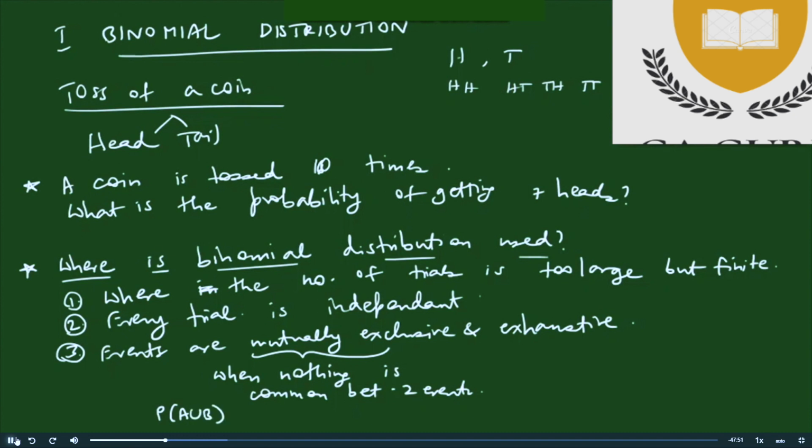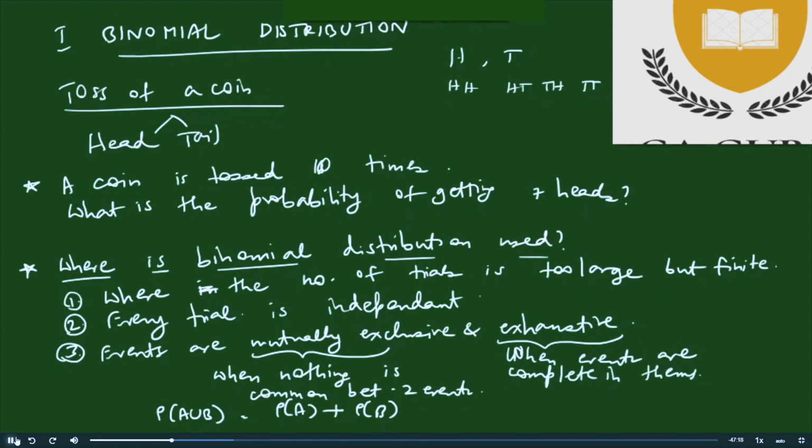Okay, the union means the combination of the two is equal to P of A plus P of B. In other words, P of A intersection B is not there. It is 0. So that is what is meant by mutually exclusive events. What do you mean by exhaustive? When I say exhaustive, I mean that events are complete in themselves to form the what? Universe. Universe means the total set of all events.